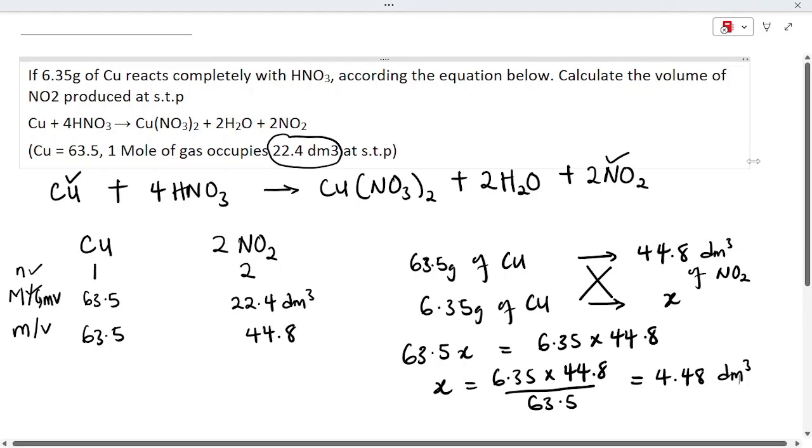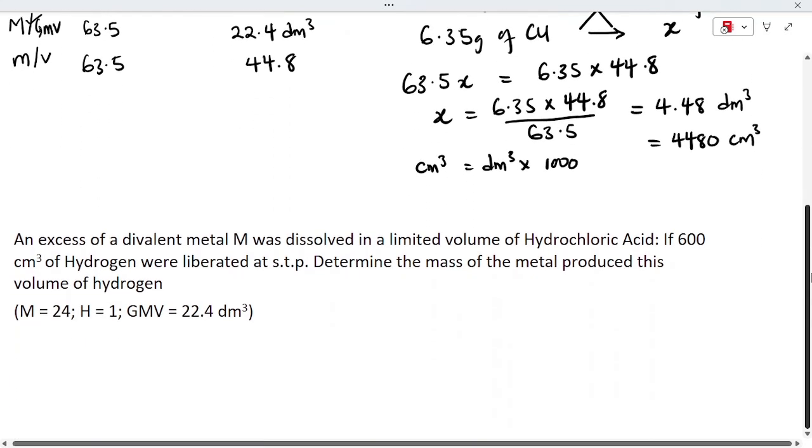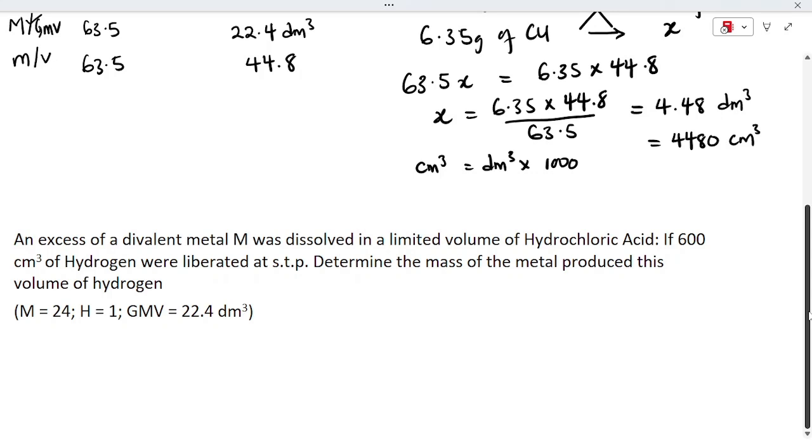And then you remember, if we wanted our volume in centimeter cube, the volume is the value in decimeter cube times 1000. So our value will simply be equal to 4.48 times 1000, which gives us 4,480 centimeter cube. So it all depends on what the answer is given in. If it's decimeter cube, 4.48. If it's centimeter cube, you have 4,480 centimeter cube. So that was question number 1. Pretty easy. Just be able to decide what kind of question it is, what kind of stoichiometry it is, and that tells you exactly how you have to calculate it.